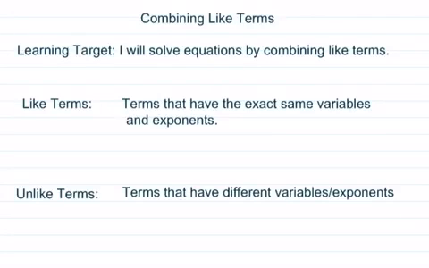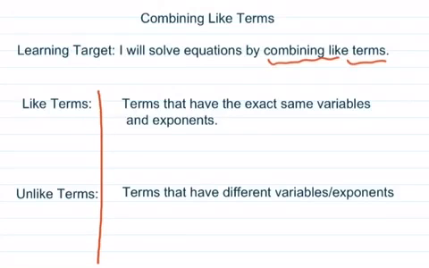Okay, this is our Cornell notes, combining like terms. So we are solving equations, and our learning target is: we're going to solve equations by combining like terms. You guys have solved one-step equations. You know how to solve two-step equations, but we're going to continue to add to that.